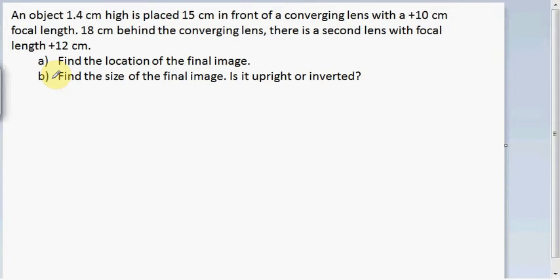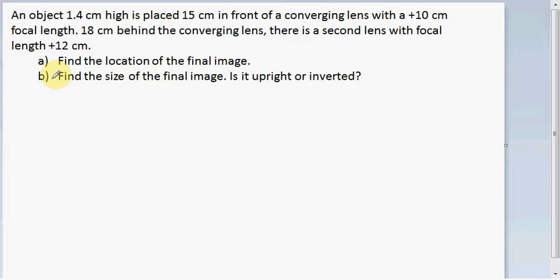Hello. This is a lens problem. Specifically, this is one of those problems with two lenses in it. We've got an object which is 1.4 centimeters high, so that's the size of the object, placed 15 centimeters in front of a converging lens with a plus 10 centimeter focal length.